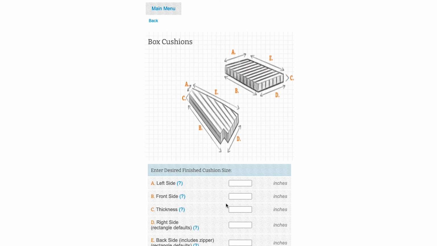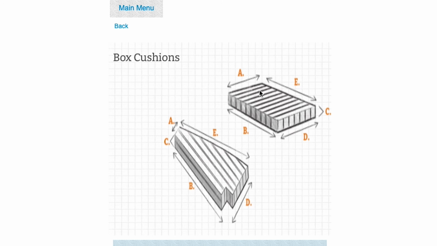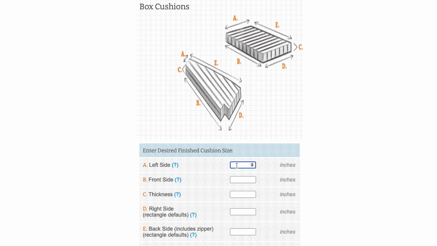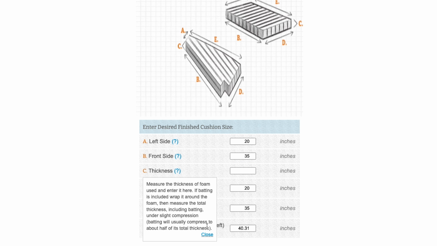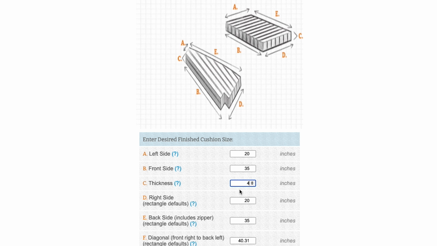On the second screen, you'll see two drawings of a cushion. One that's a typical square or rectangular shaped, and one that's an irregular shaped cushion. We'll first enter a measurement for the left side of the cushion, let's say 20 inches, and the front side being 35. Thickness has to do with how thick the foam is. We're going to put 4 inches here.